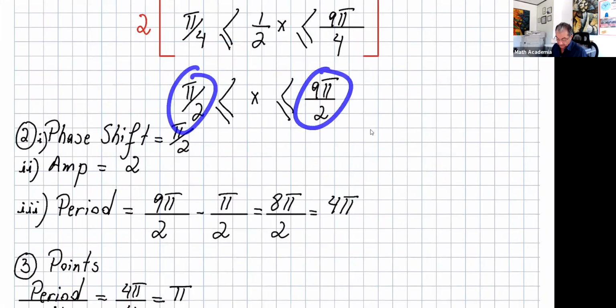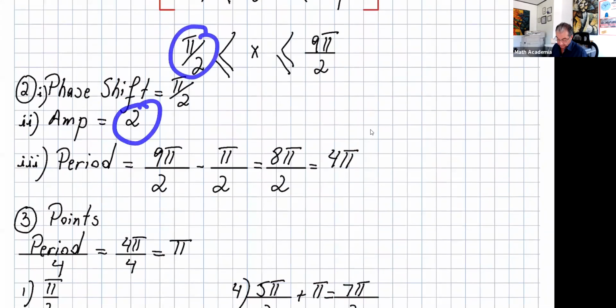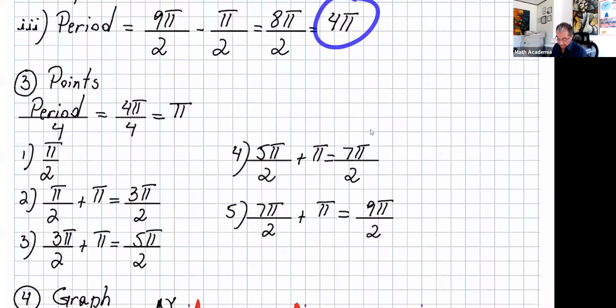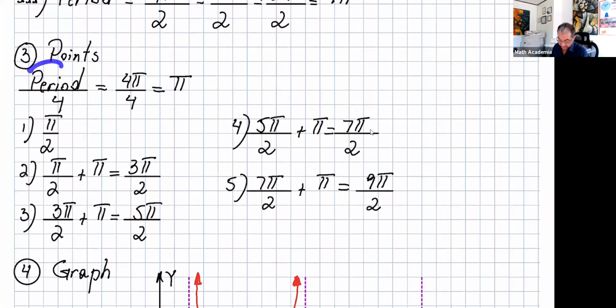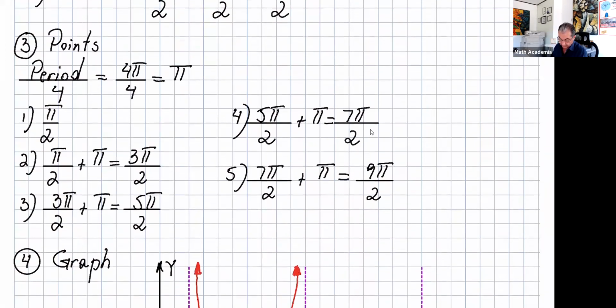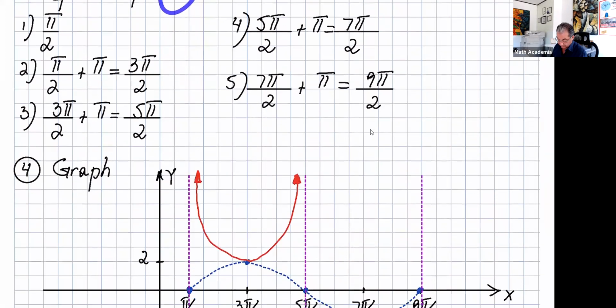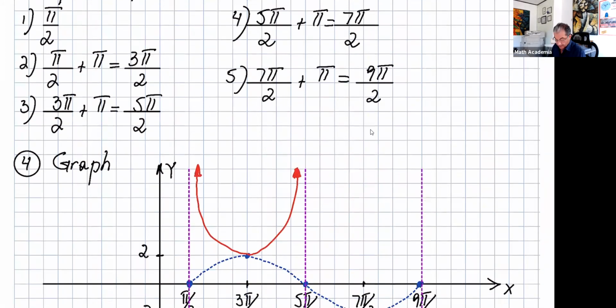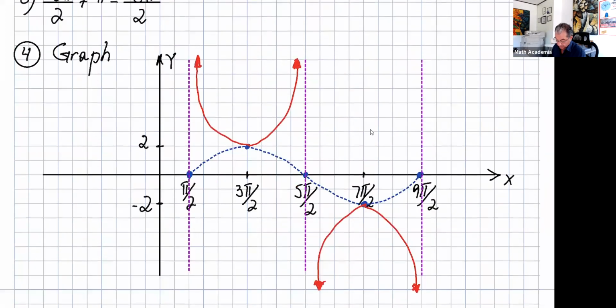Starting point, ending point, phase shift is that, amplitude is 2, period is that number minus that number. So you get 4 pi. Then you get your points by dividing the period by 4. Starting is pi over 2. Then you add pi each time that number. And I'm sure you all know how to get those points by now.